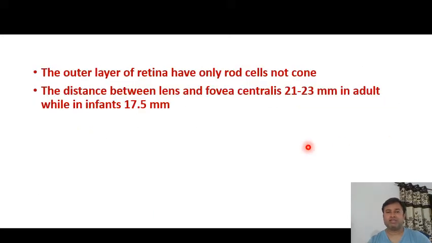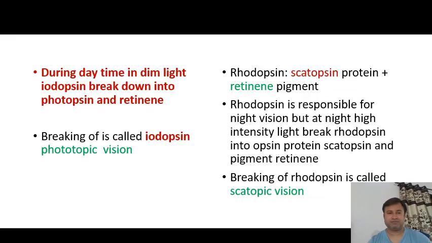The outer layer of the retina has only rod cells, not cones. The distance between the lens and fovea centralis is 21 to 23 mm in adults, while in infants it is 17.5 mm. During the daytime, iodopsin is responsible for day vision.